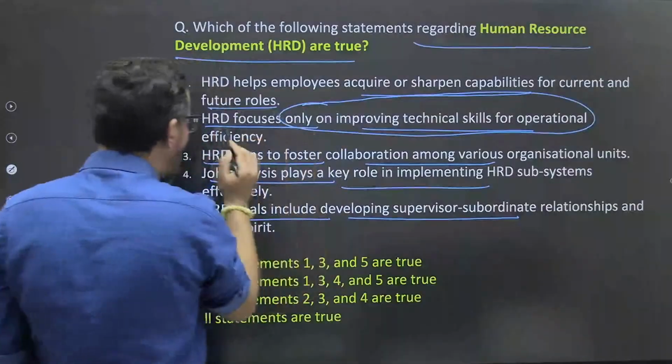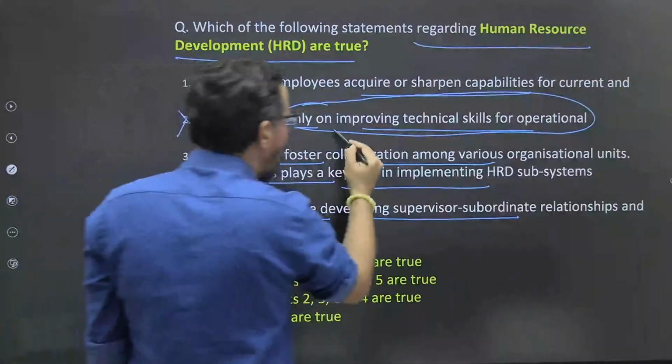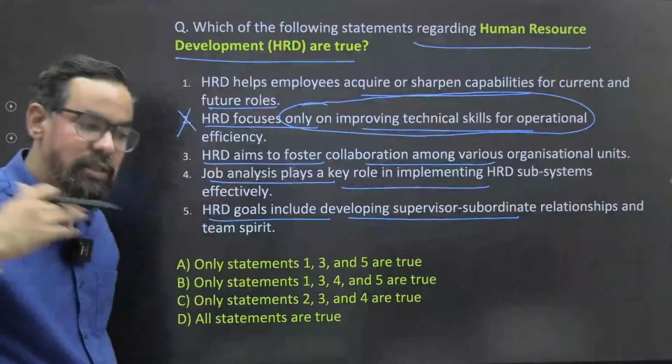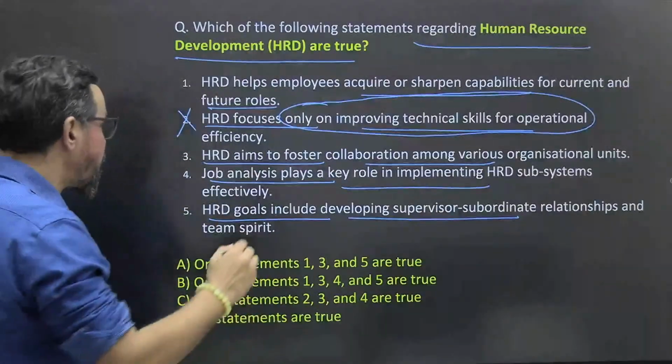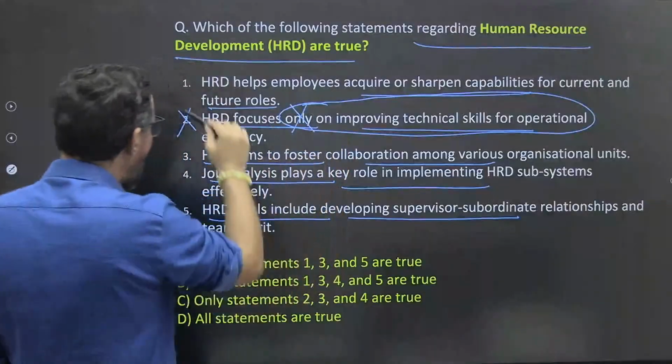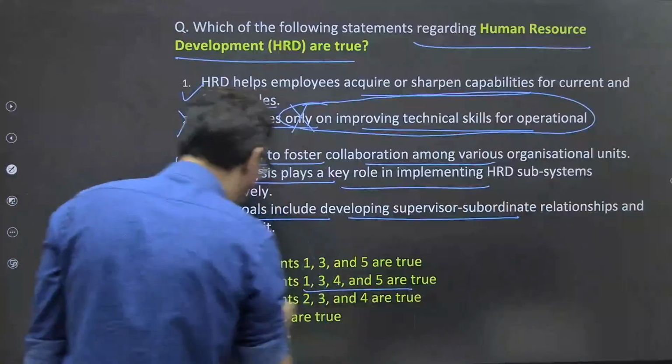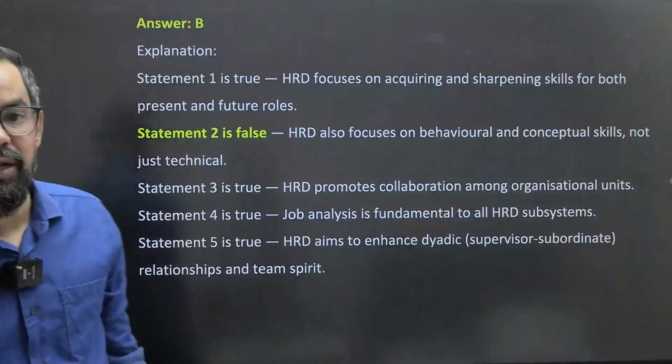Only this statement is wrong. It is not only about improving technical skills. It is around the behavioral and other skills also. So we will not go with this one. The rest seem fine. So 1, 3, 4, 5, that means option B should be the right answer for this one.